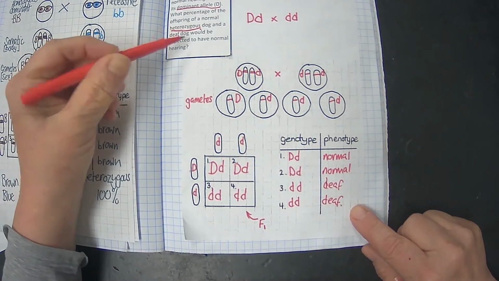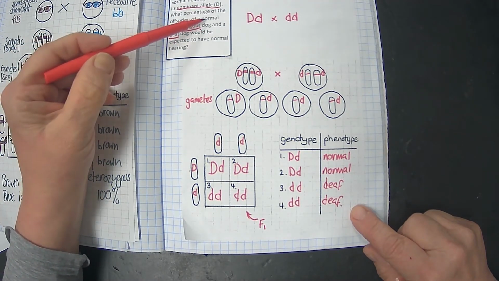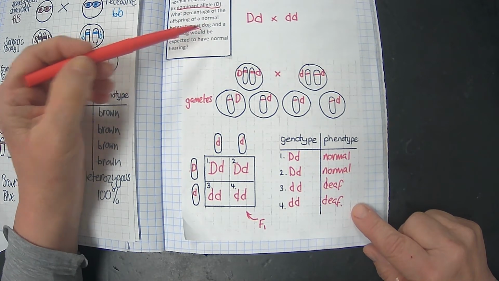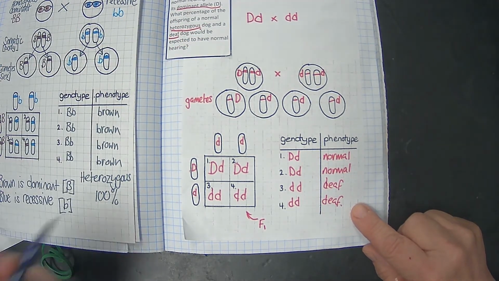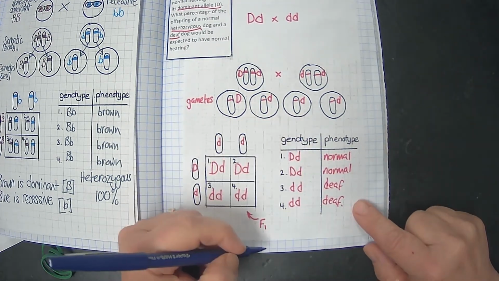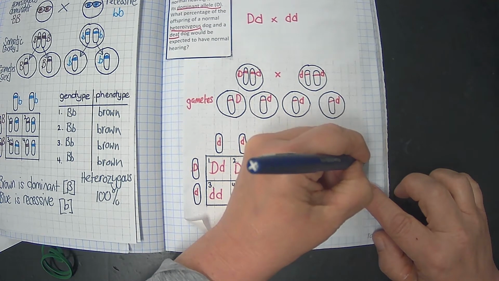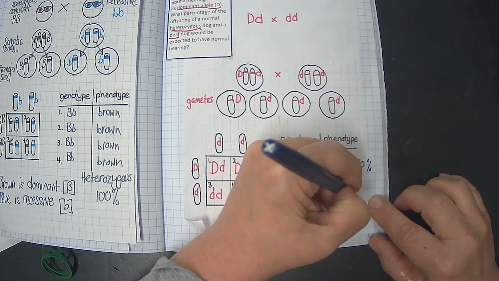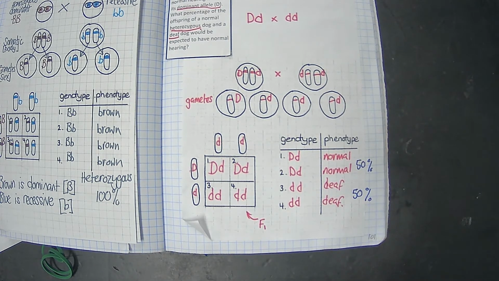So the question said, what percentage of offspring of a normal heterozygous dog and a deaf dog would be expected to have normal hearing? Normal, 2 out of 4, which is 50%. So there is a 50-50 chance that each puppy born would have normal hearing.